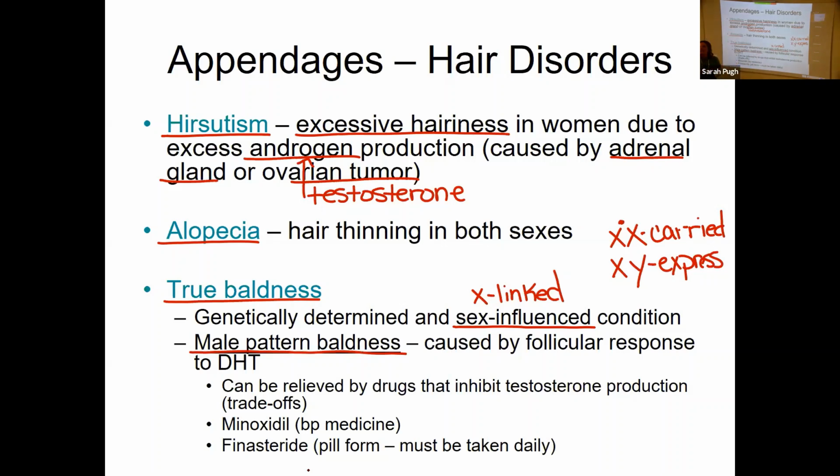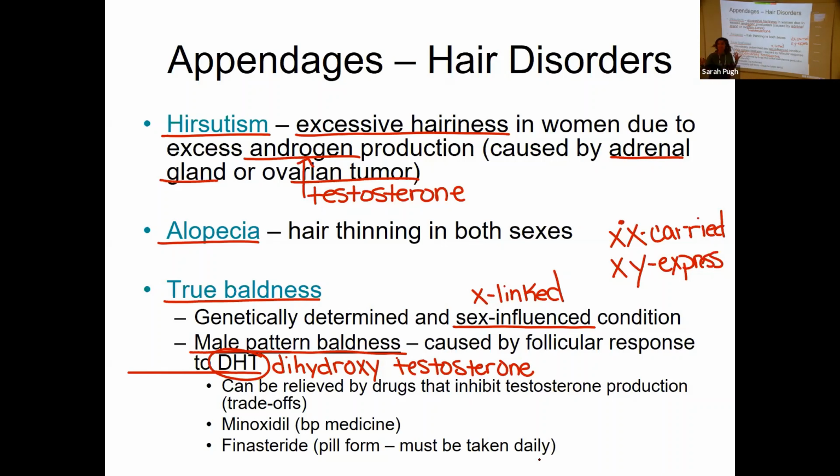Male pattern baldness, again, is a genetic condition. It's an X-linked condition. And it actually causes the hair follicles to respond negatively to something called dihydrotestosterone, DHT. Basically, testosterone. A lot of times, usually we'll start seeing this in men in their early 20s.